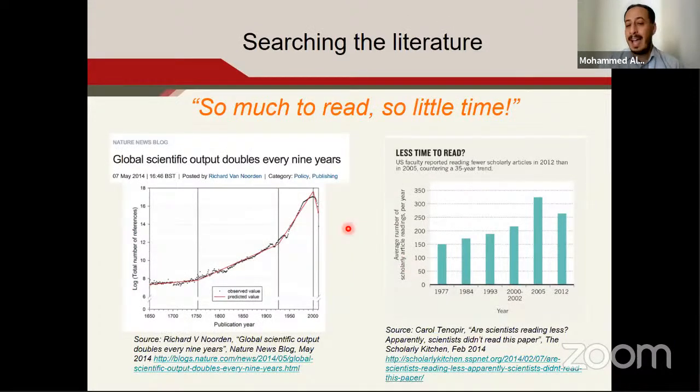Before I go to how to write the different sections, I want to emphasize that the number of articles published each year is too much. A recent study, conducted in 2014, says that the whole literature doubles every 9 years. Recently, it doubles every 5 years. Can you imagine if we have recently 200 million articles published? Within 5 years, it doubles. It becomes 400 million.